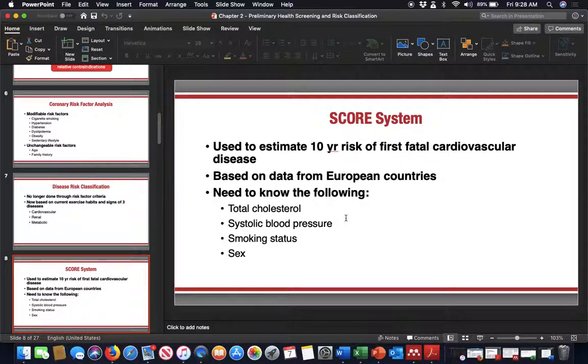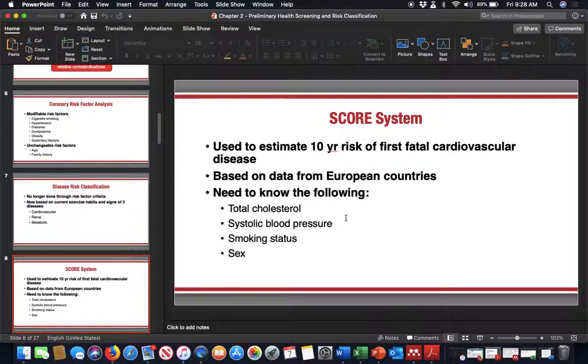So in looking up more about the SCORE system, like it says here, there was a database that was collected for it, and it was based on 12 European cohort studies. So they did large group studies. Within those 12 studies, there were approximately 250,000 people whose data was collected, with 3 million person years of observation. That's a lot, based on those 250,000 people.